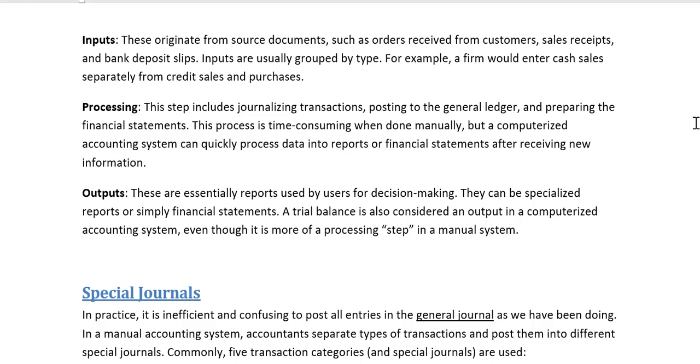And finally, outputs. These are essentially reports used by users for decision making. They can be specialized reports or simply financial statements. A trial balance is also considered an output in a computerized accounting system, even though it is more of a processing step in a manual system.